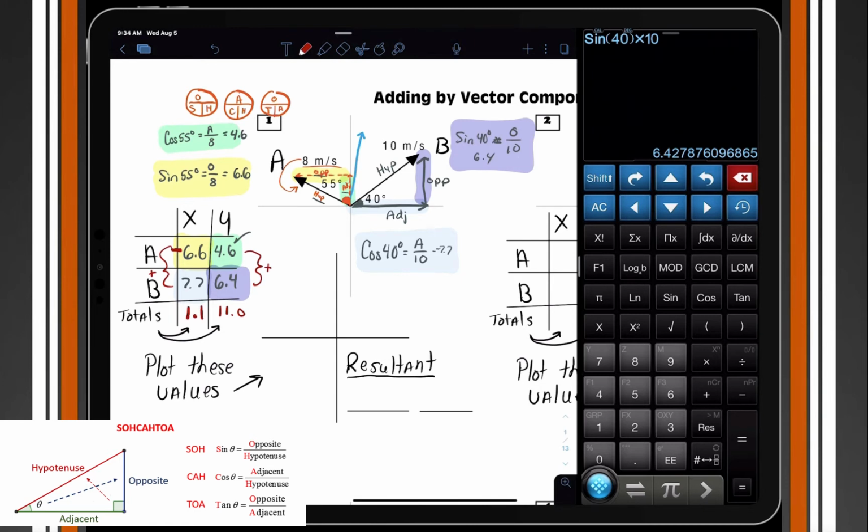All right, these numbers, the 1.1 and the 11, represent the x and y values for your resultant vector. We'll have the 1.1 first. That's on the x-axis, so I'm going to come over 1.1, and then it's going to go up on the y-axis 11. So I'll draw this up to 11.